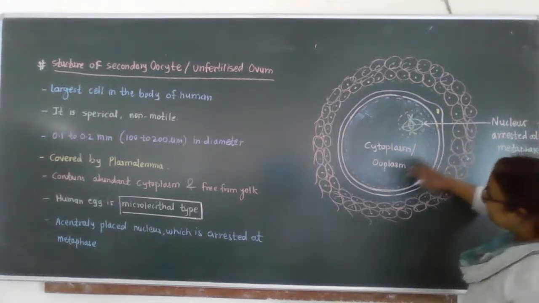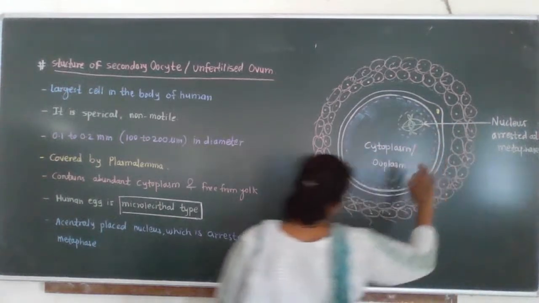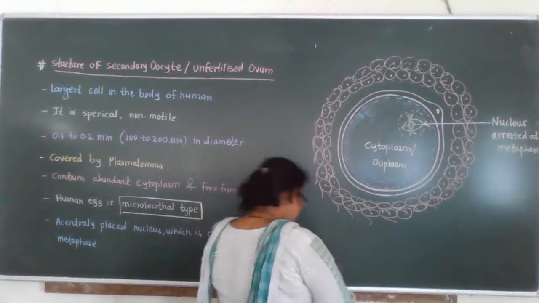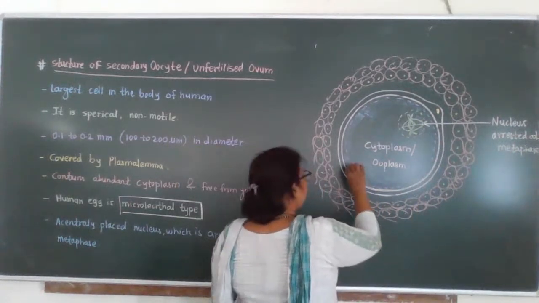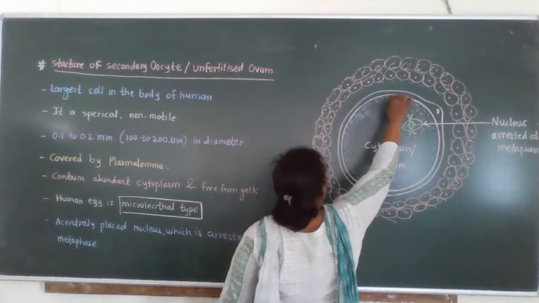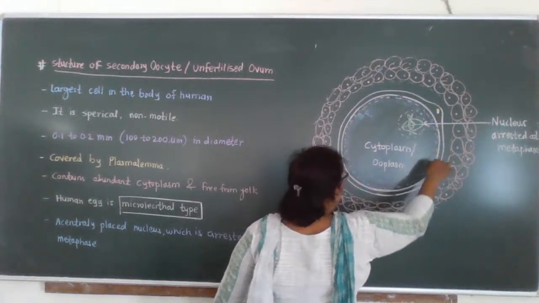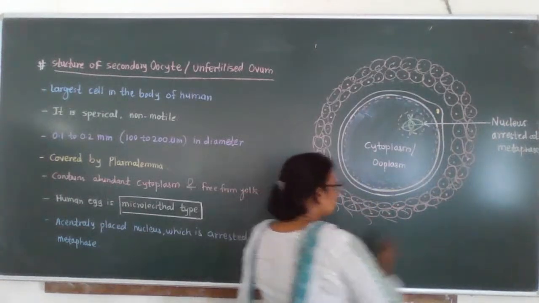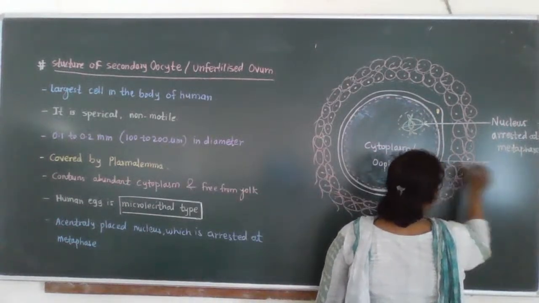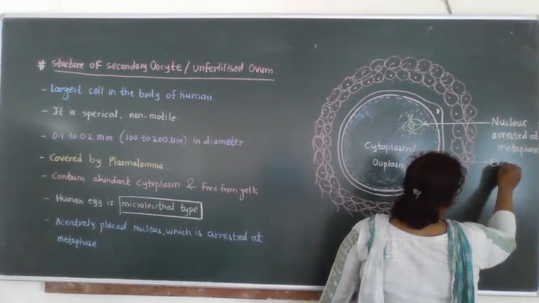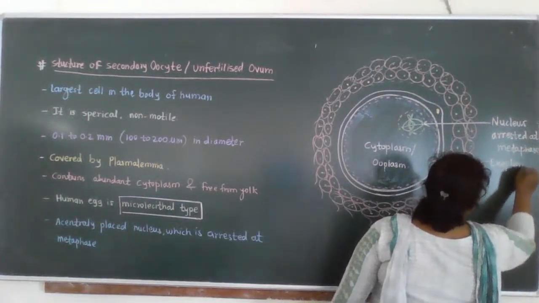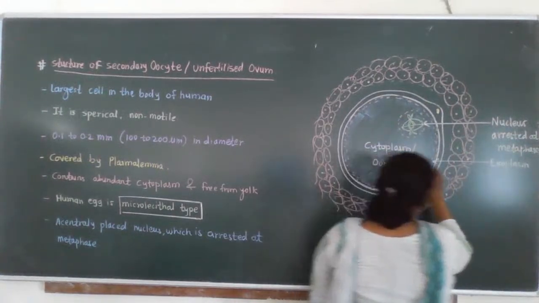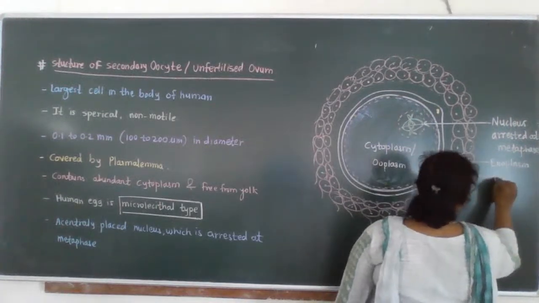Then this cytoplasm is divided into two parts. At its periphery, near the plasma membrane, it becomes granular, and this granular cytoplasm is called the exoplasm. The part at the inner side is called the endoplasm.